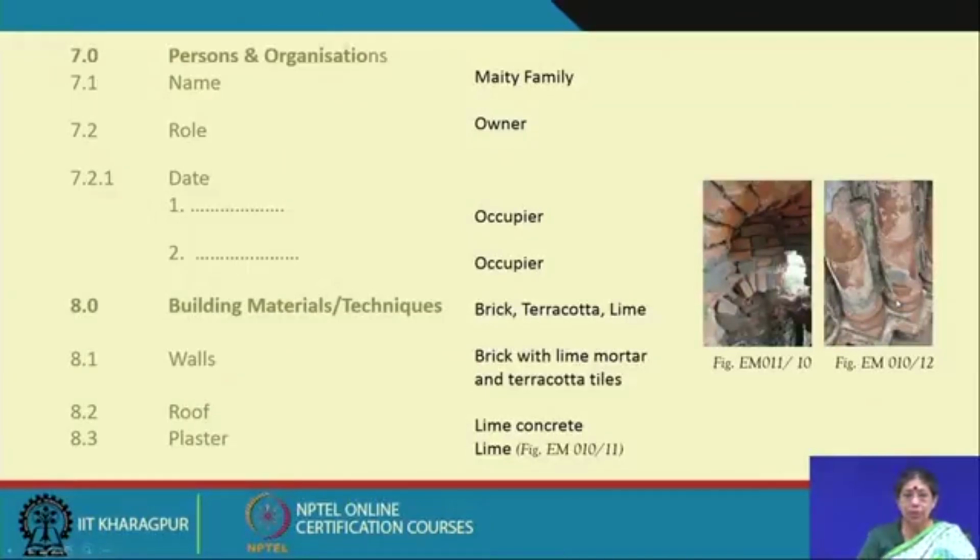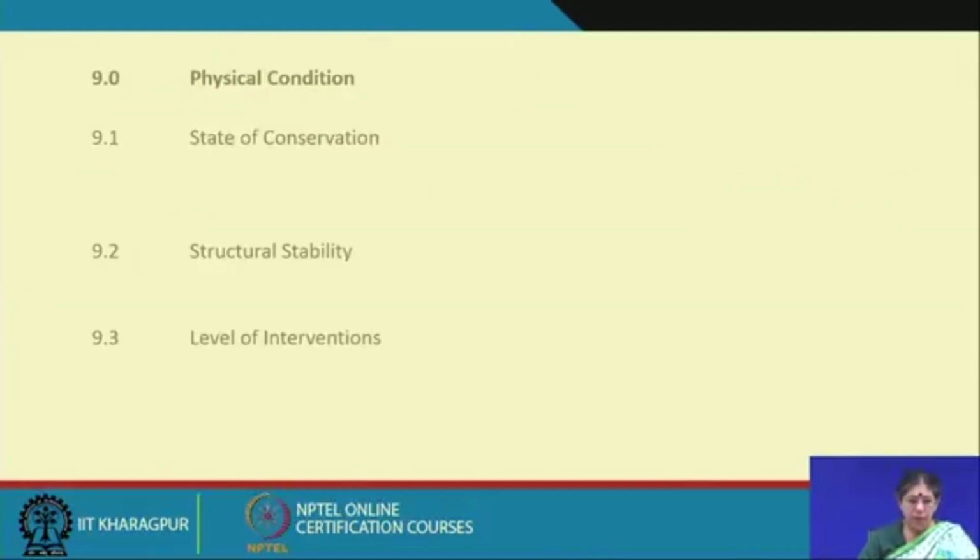So, I am not talking about condition mapping here; condition mapping has to be a detailed documentation. This is a preliminary investigation, but one can still do it, and it does not take much time. Then comes the physical condition, the state of conservation: what state this is in from the overall status, the structural stability and the level of intervention. Again, this is very brief preliminary investigation and documentation.